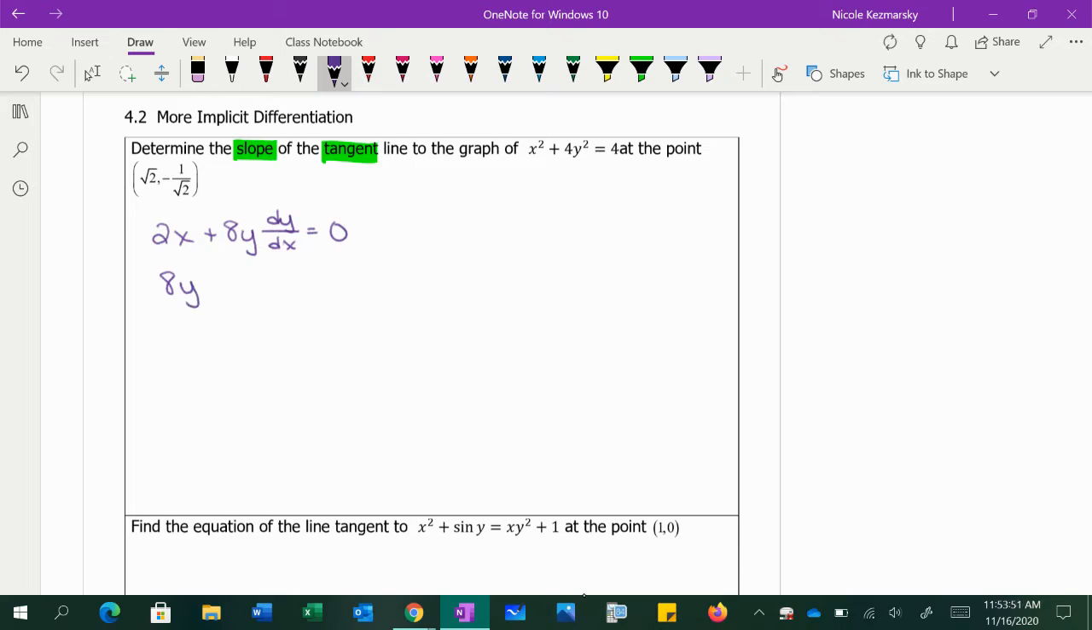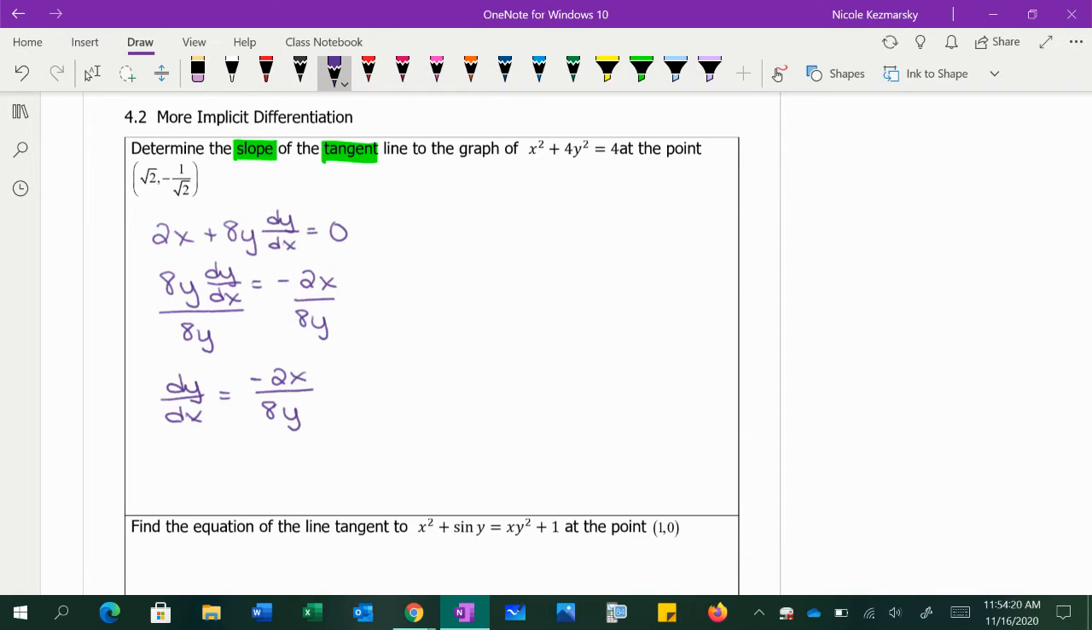So we're going to say 8y dy dx. We're going to move the 2x over, so that's going to be negative 2x. Then we're going to divide by 8y, and get dy dx equals negative 2x over 8y.